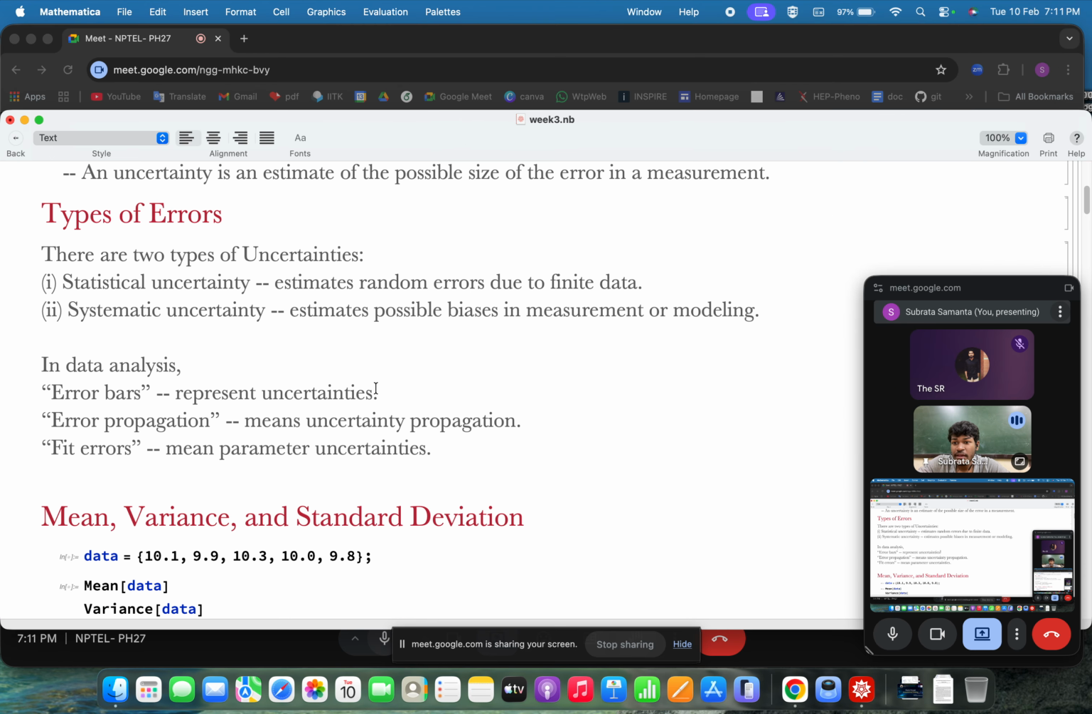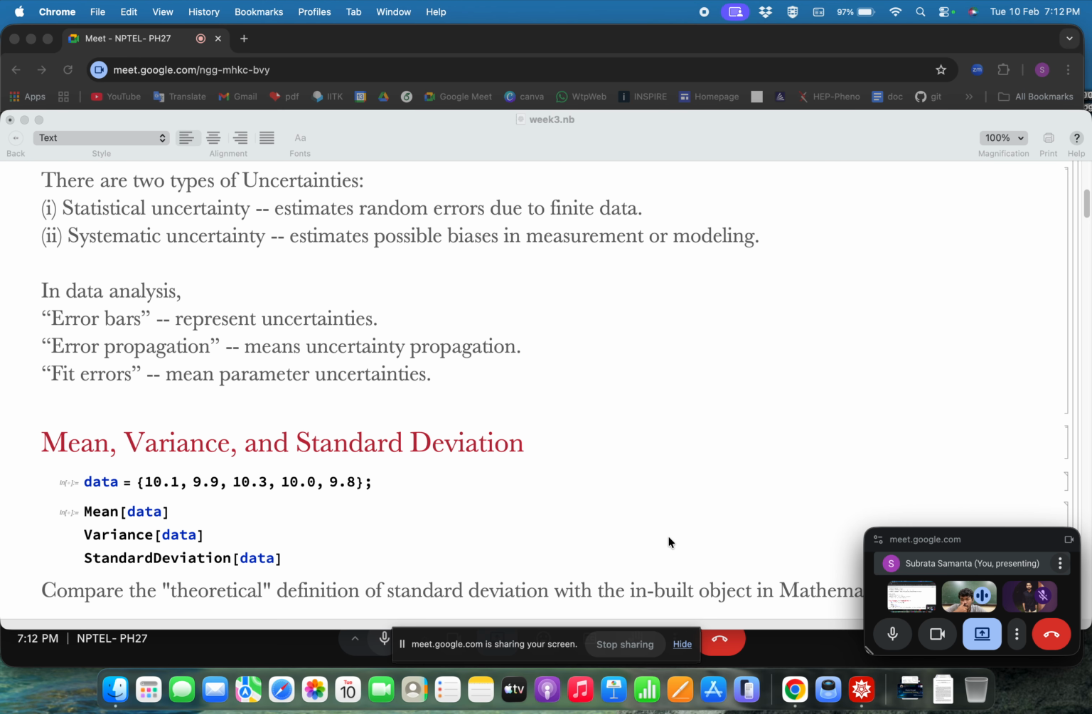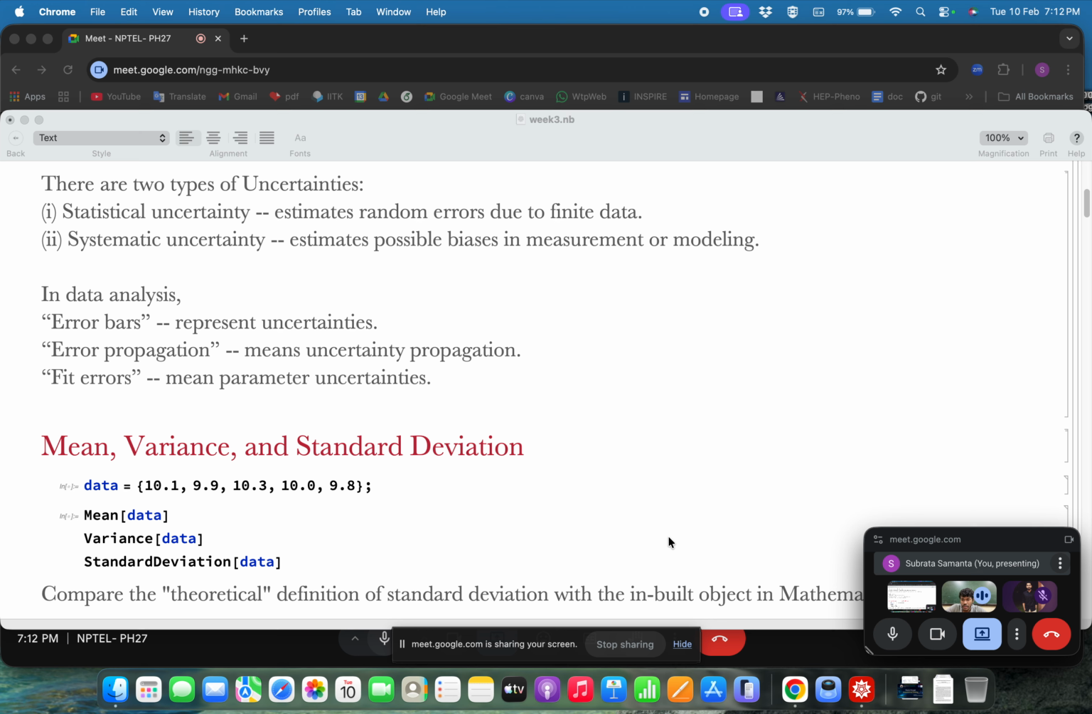Yeah, so in data analysis, when we are talking about error bars, that basically represents uncertainty, right? And error propagation means the uncertainty propagation. And the fit error means the parameter uncertainties. Okay, so let's do the calculations in Mathematica, to calculate the error and things.